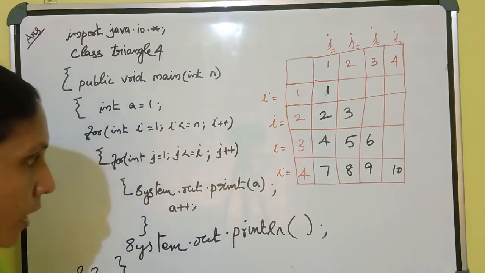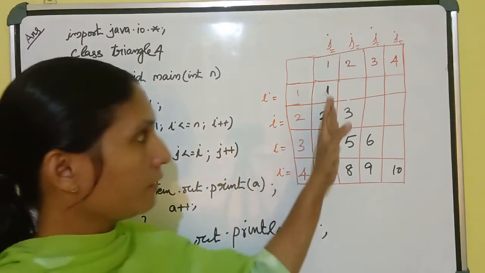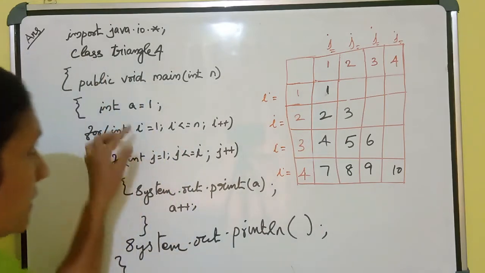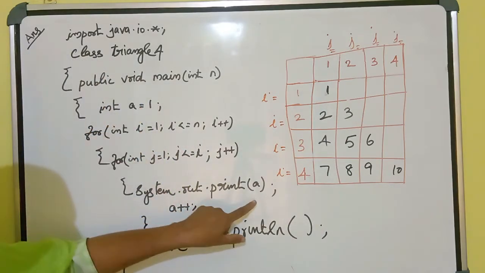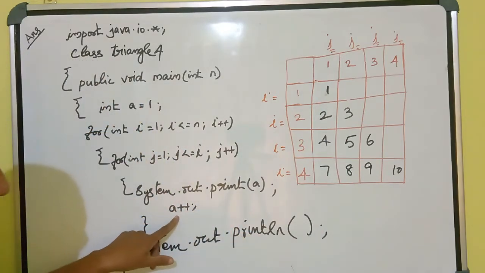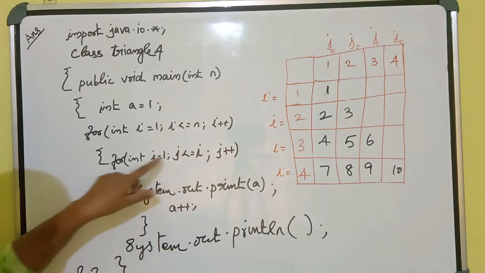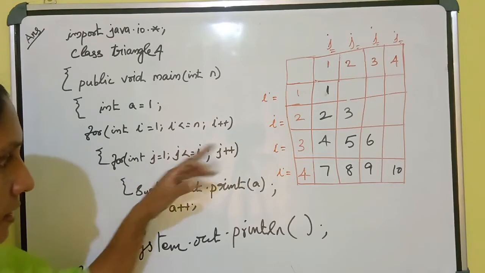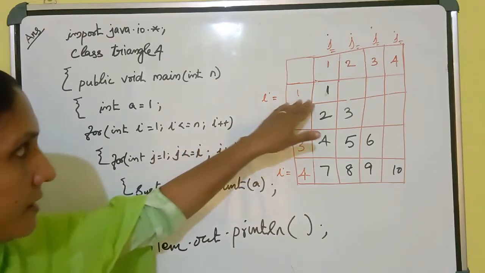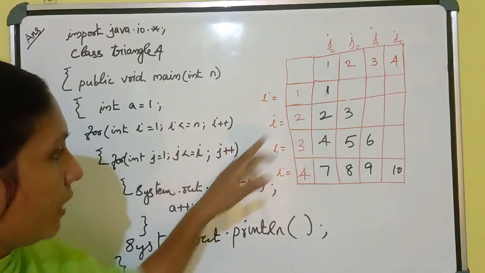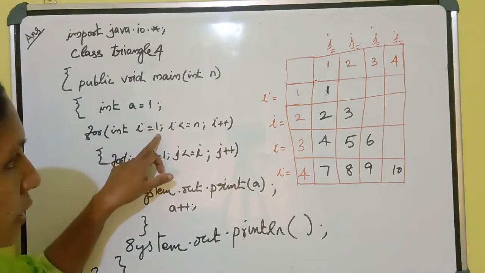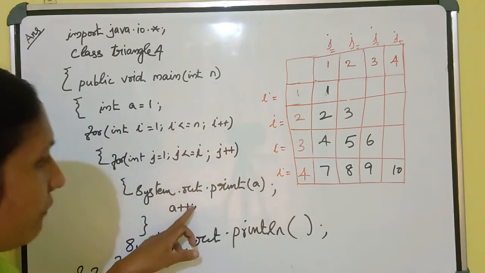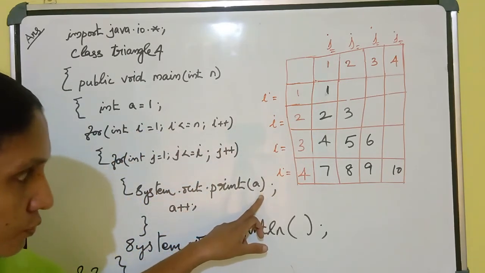One more thing is important because we need one variable to represent the elements. What is that? 1. And after each column it is varying, since I have given a plus plus. That means in the first column we will get 1. If j is incremented, in the first case we have only one column. After that, the value of i is equal to 2, and at that time the value of a is equal to 2.